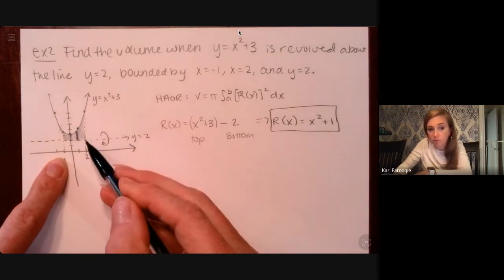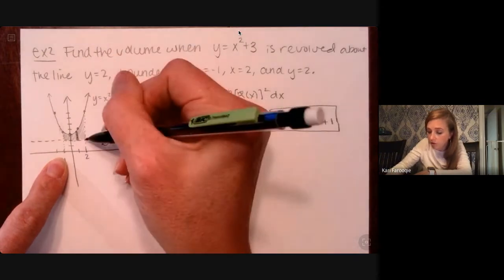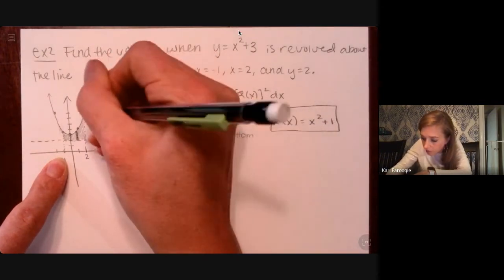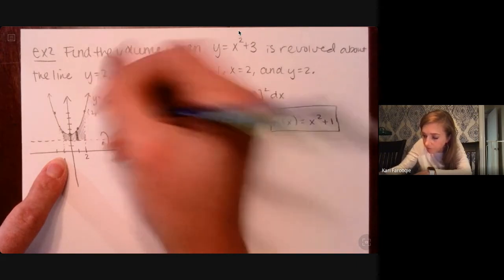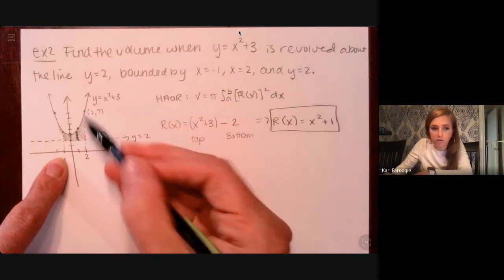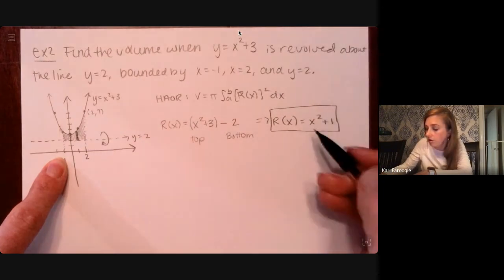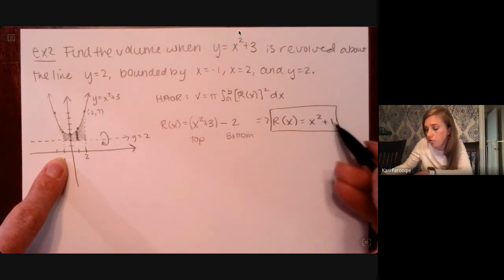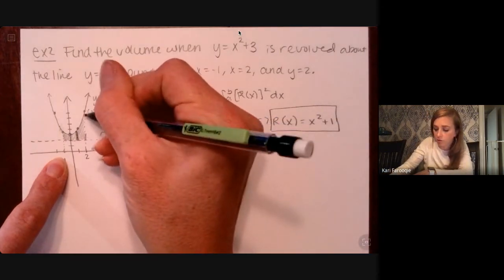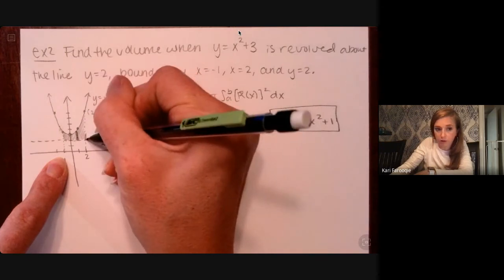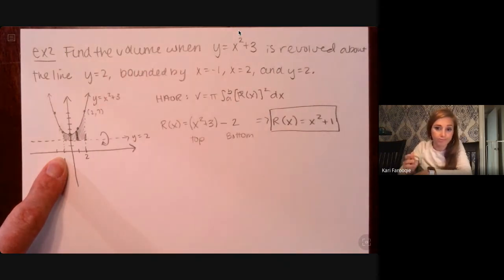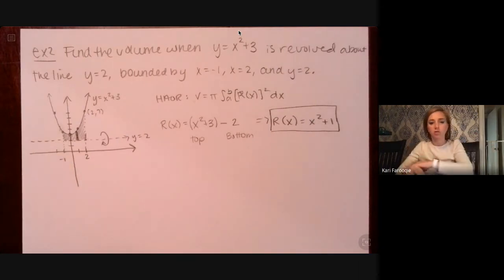Let's say we let x be 2. Well, we're expecting the radius to go up to however many units. What point was I at here? 2, 7. So I'm expecting the radius to be 5. And indeed, if I let x be 2, 2 squared plus 1 is 5. So I'm covering the 5 unit distance from the axis of revolution all the way up to this point if I let x be 2. So that's what I mean just by checking it.